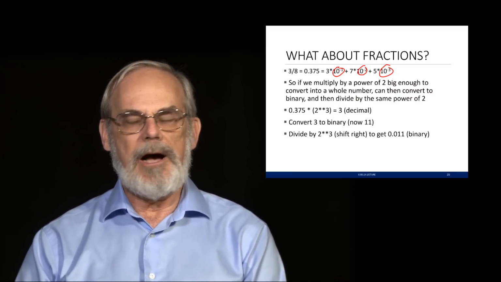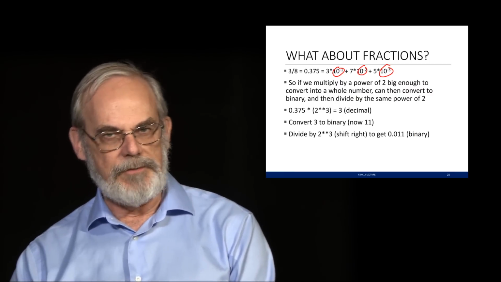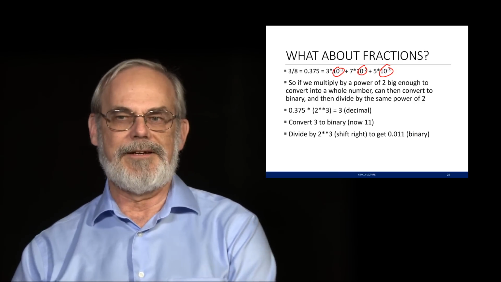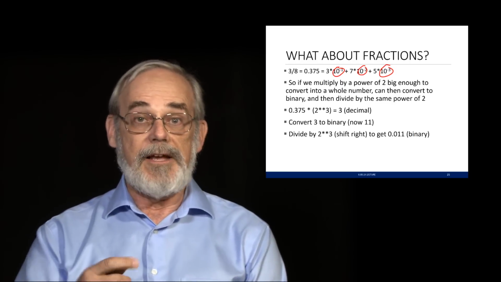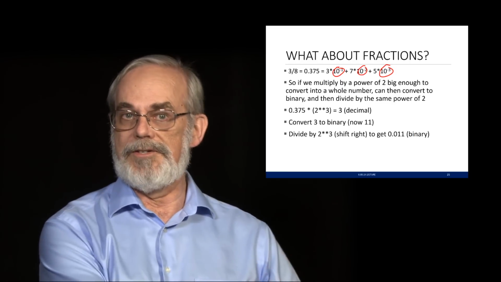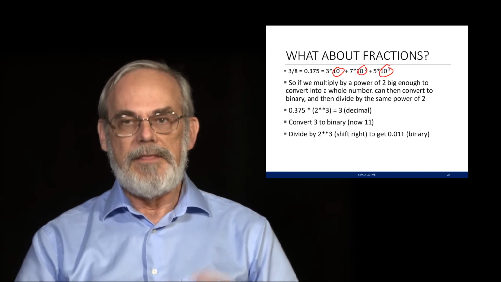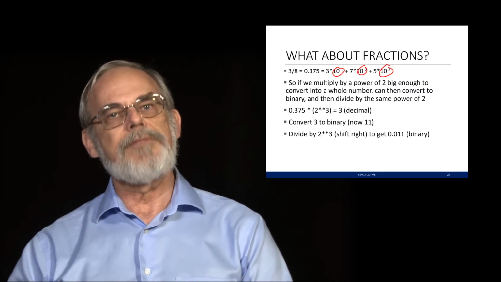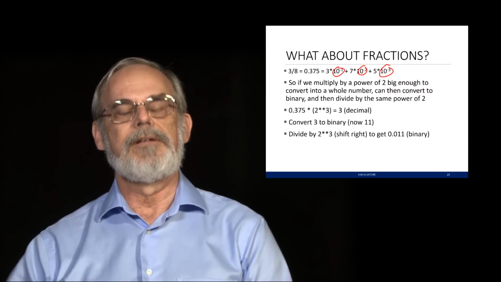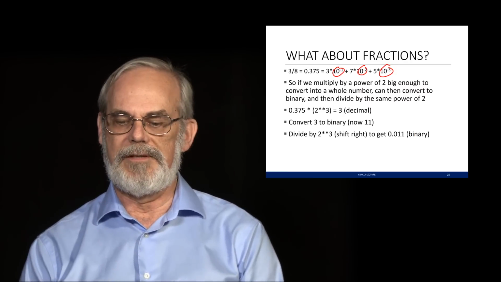If I can find a power of 2 big enough to convert all of that into a whole number, that is, multiply it by something so that it gets converted into a whole number, then I can convert that into binary. I know how to do that. And then when I'm done, just divide by that same power of 2, and I've got a representation in binary of the fractional part of this number.